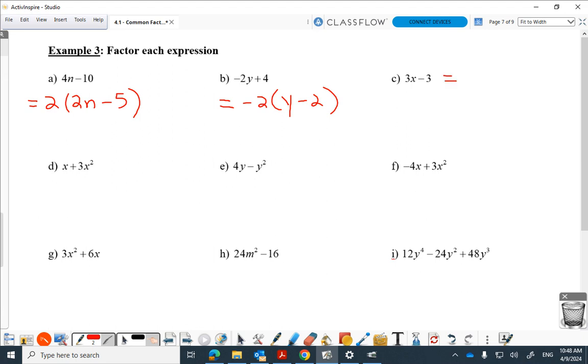3x minus 3. What number? I'm really starting off with ones that hopefully are very manageable here. What number divides into both 3 and into 3? 3 divides into both 3 and into 3. Yeah. So what was in the brackets then? 1x minus 1. You can write 1x. It's not wrong to write 1x. Don't ever let anybody make fun of you if you write 1x. But lots of times you'll see it just as x. And then what was the other term? Negative 1. Or minus 1. It doesn't matter how you say that.